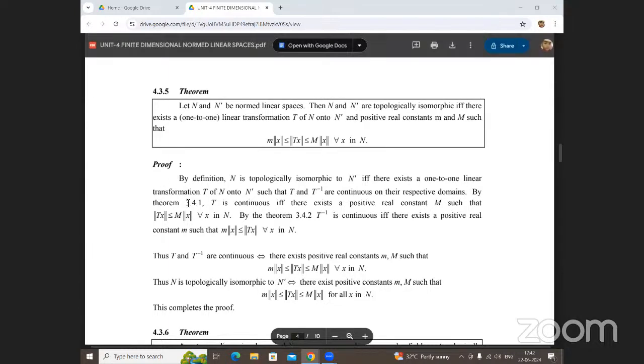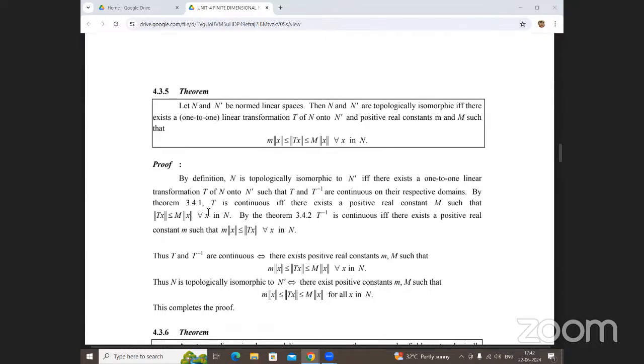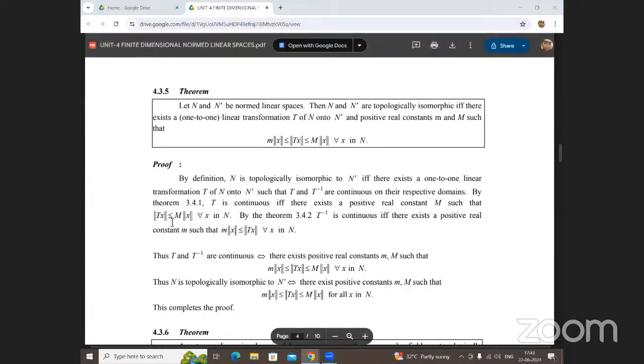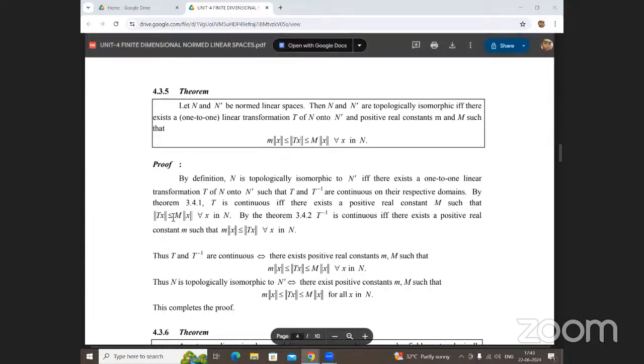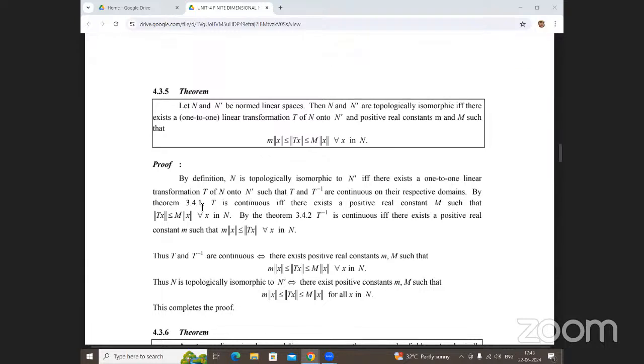By theorem 3.4.1, already, what is that theorem? There are four conditions in the third unit. When T is continuous at the origin, T is bounded, so norm T of x is less than or equal to capital M into norm x. Now if T is continuous, that is, the topologically isomorphic mapping is continuous, if and only if there exists a positive real constant capital M such that norm Tx is less than or equal to capital M into norm x. See the third unit, first theorem.